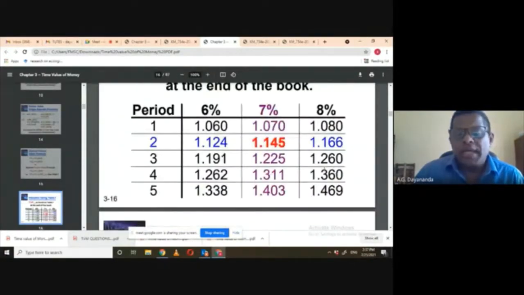I think you all can remember we discussed basically 6 types of cash flow. One is calculating future value of lump sum. Other one is calculating present value of a lump sum. Next 2 is annuity. We discussed the annuity due and annuity ordinary. Annuity due means the beginning of the period. Annuity ordinary means end of the period.